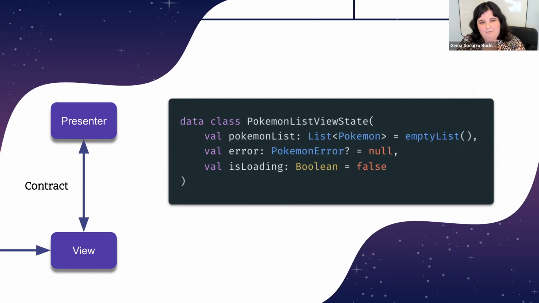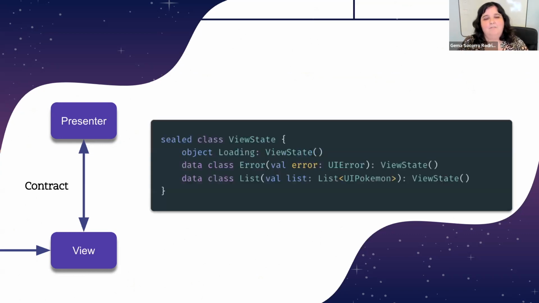There is another option. With the magic of Kotlin, we can also use a sealed class. In the case of the sealed class, we are going to have different states. So we are going to have a data class for the error state, a data class for the list, and another state for the loading state.